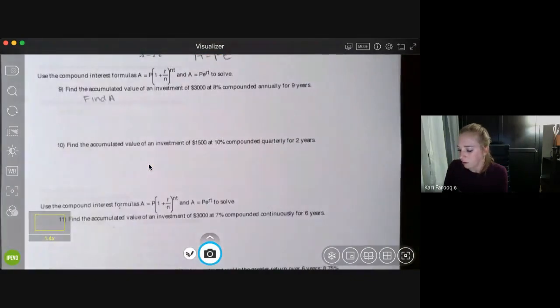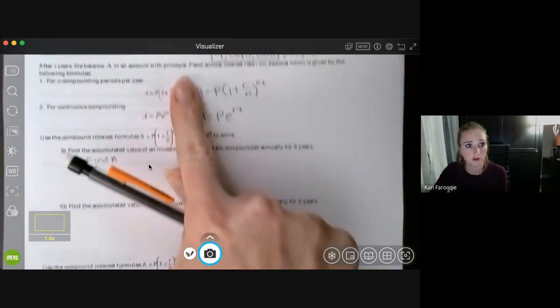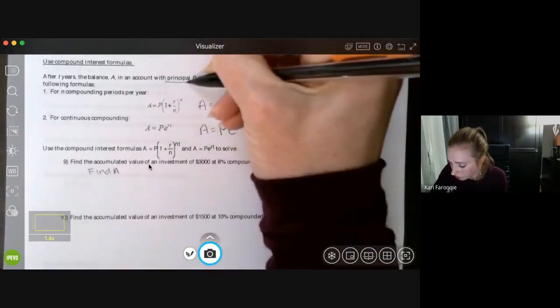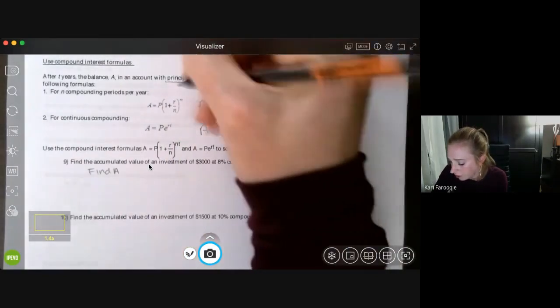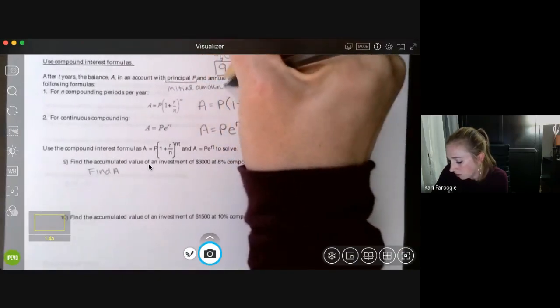Of an investment of $3,000. Now, you were told here that P is the principal. That means it's the initial amount, whether it was an initial investment or an initial loan value. The principal is the initial amount in the account.